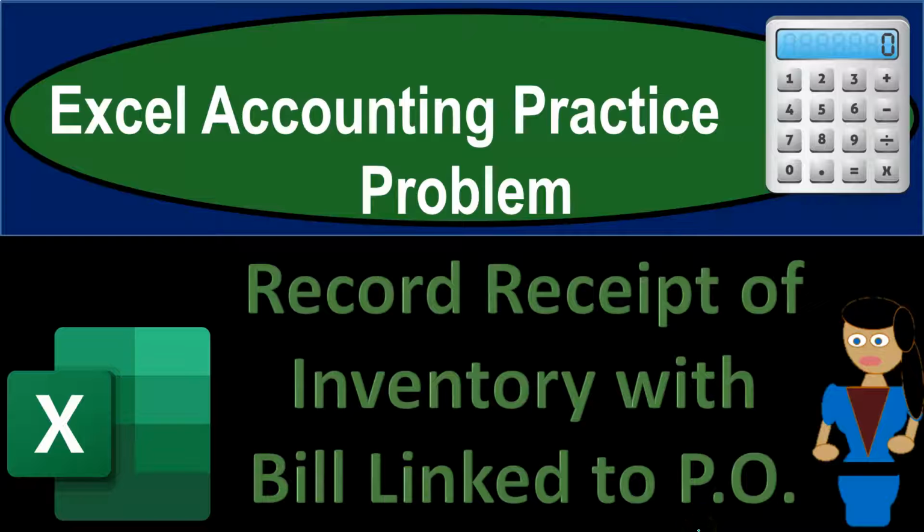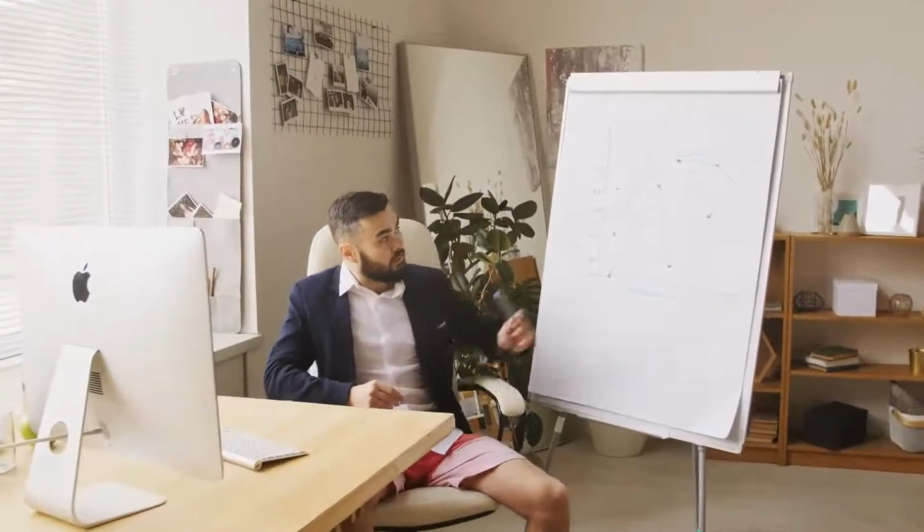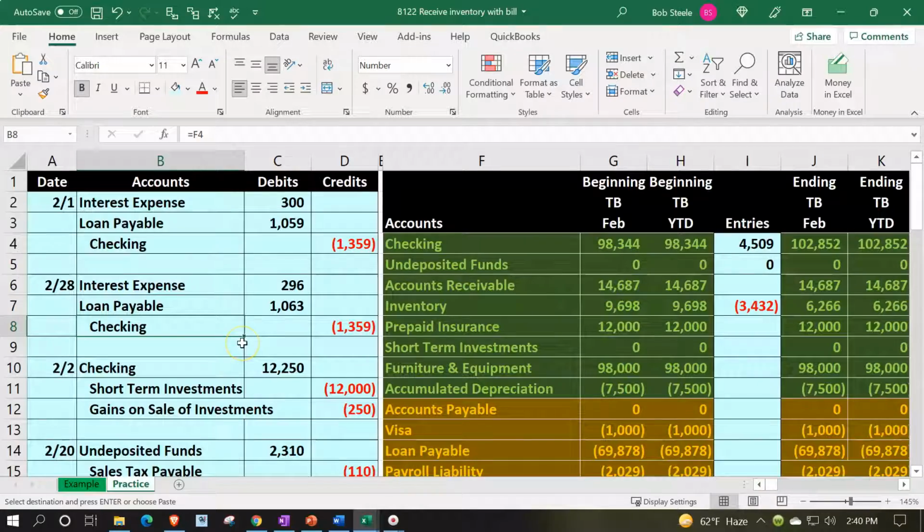Excel accounting practice problem. Record receipt of inventory with bill linked to purchase order or PO. Get ready, because we're about to excel. Here we are in our Excel worksheet.